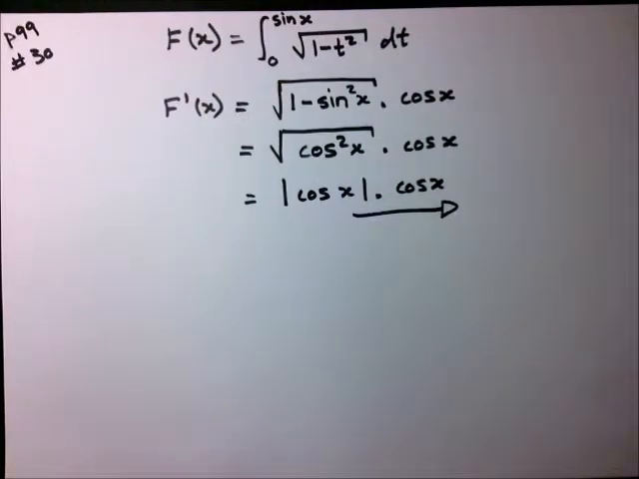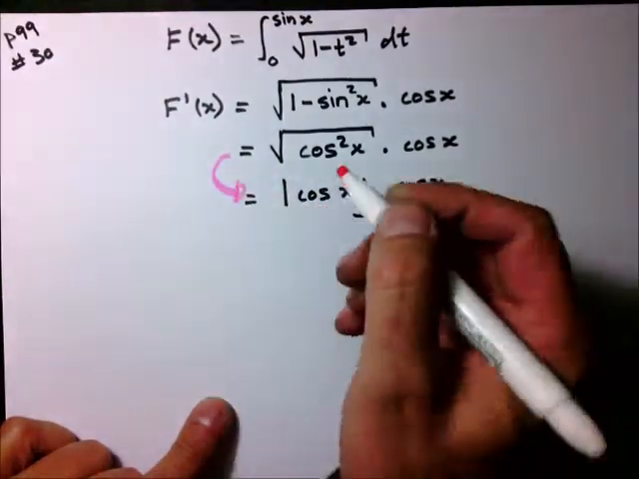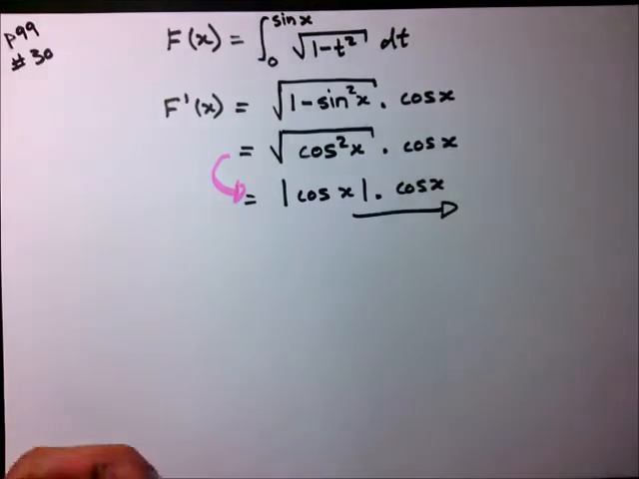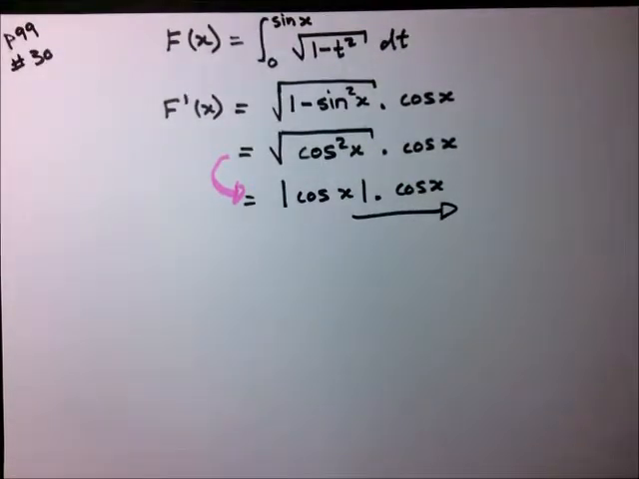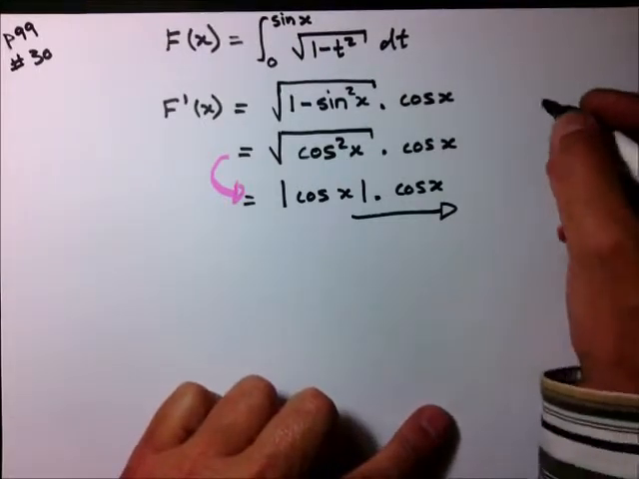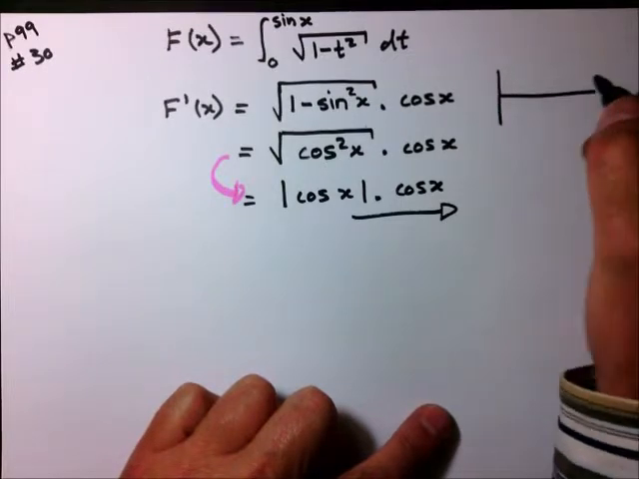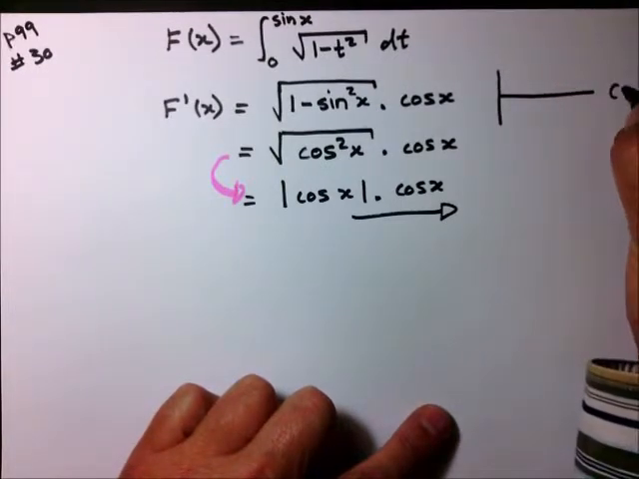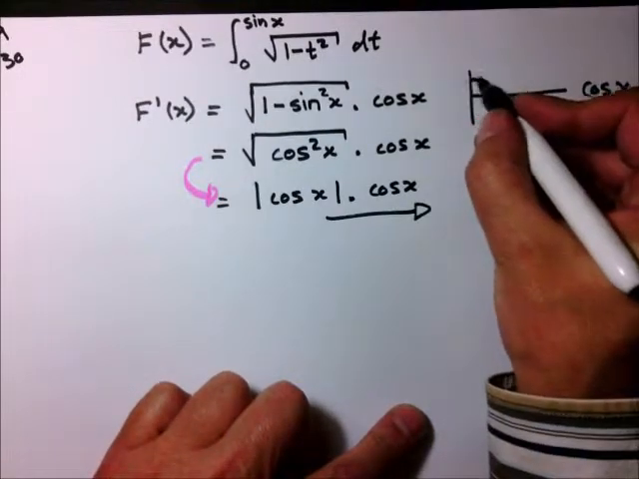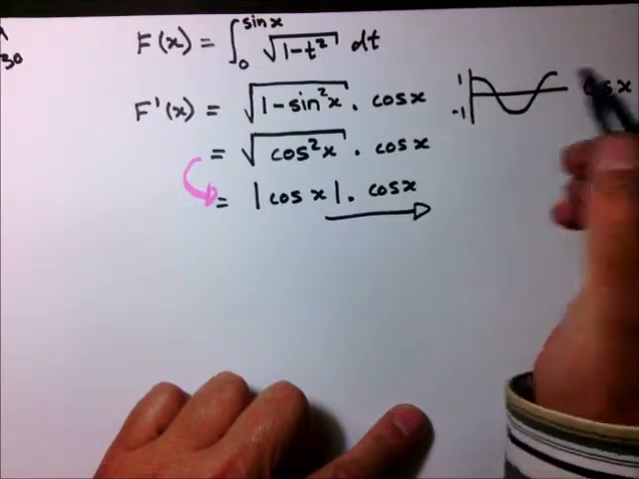Now you're probably wondering, why did I go from this to this? How did this square root of cos squared x become the absolute value of cos x? To explain that, we can look at the trig graphs. Starting off with the graph for cos of x, this we know looks something like that, and we go from 1 to minus 1.